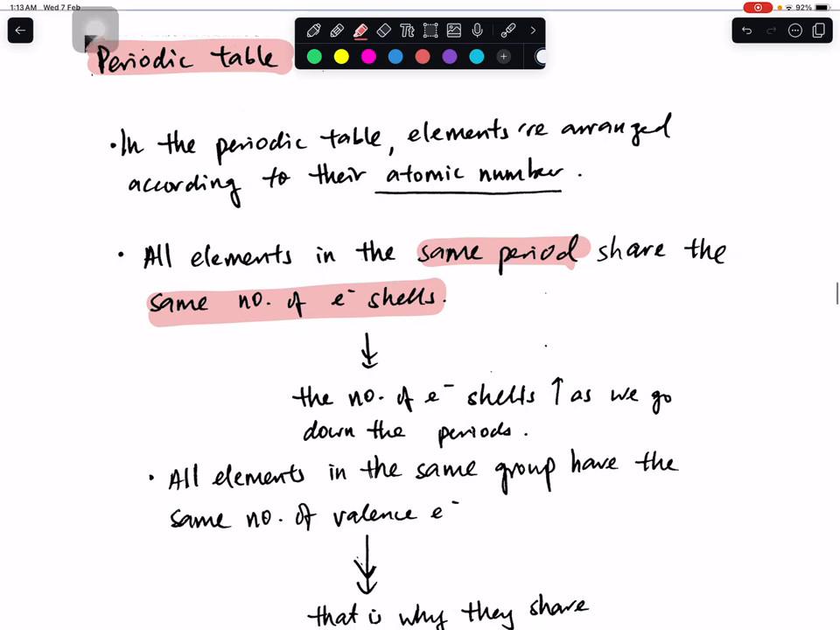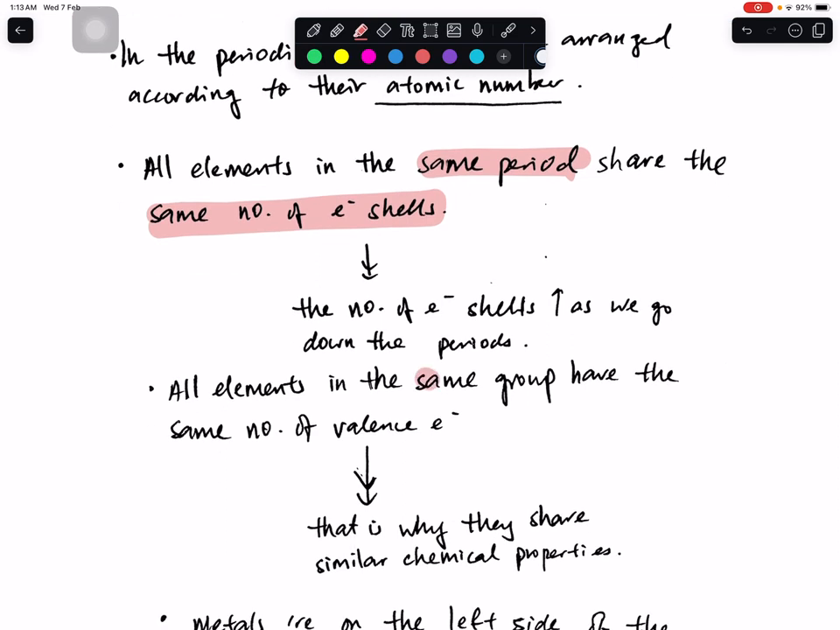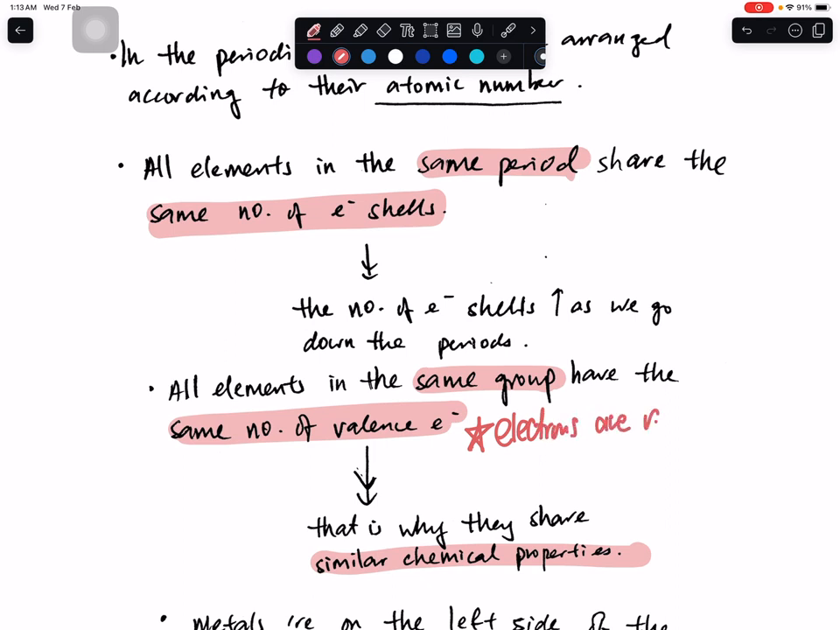One more thing you need to know is your groups. If anything is ever in the same group, it will mean that they have the same number of valence electrons, which also affects their chemical properties. So what I am trying to tell you here is that electrons are responsible for your chemical properties.